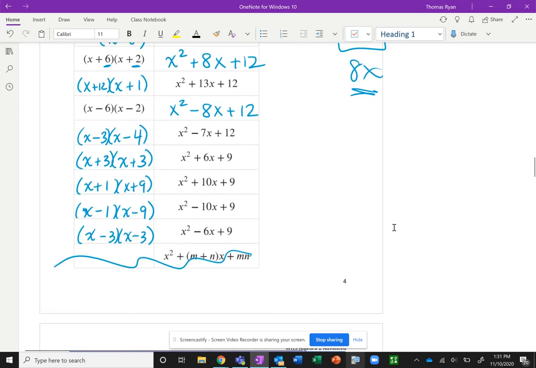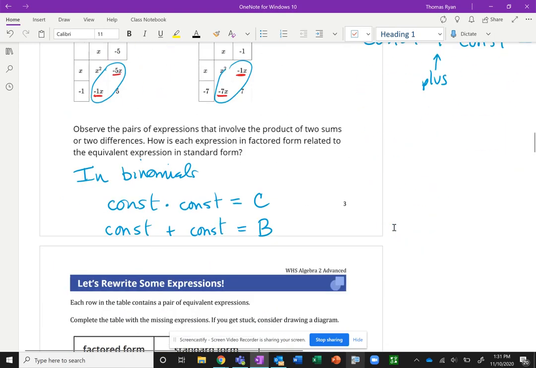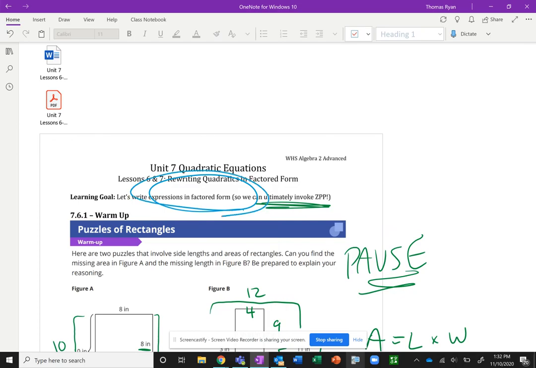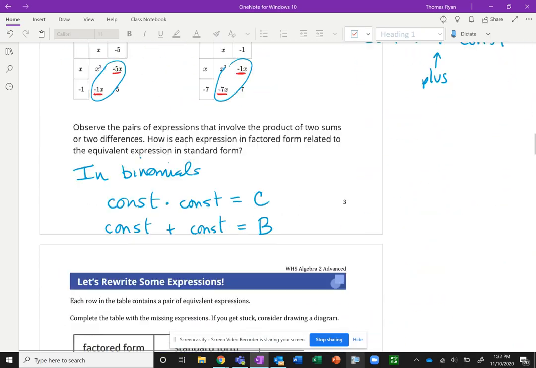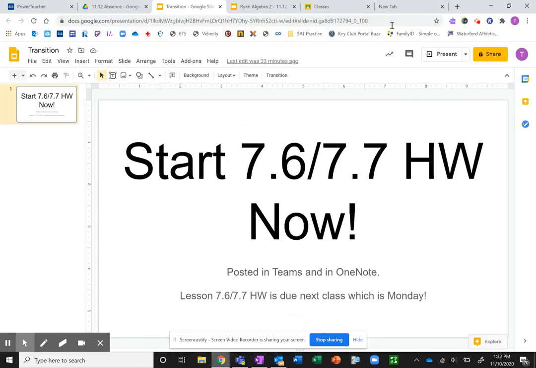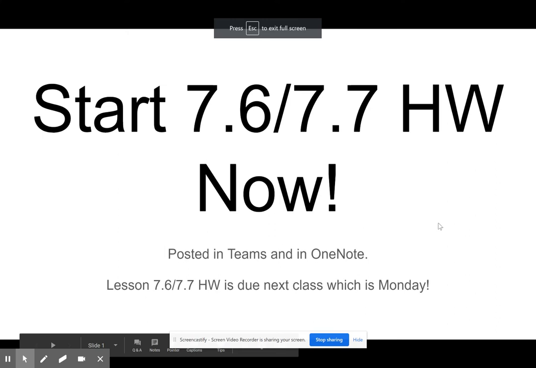Okay, so the big kicker is that when you are multiplying binomials, when we have things in factored form, that was our whole goal, we know that the constant times the constant, we've known that for a while, gives us the C term, and the pattern shows that the constant plus the constant gives us our B term. Okay, let's take that and put it right into practice here.